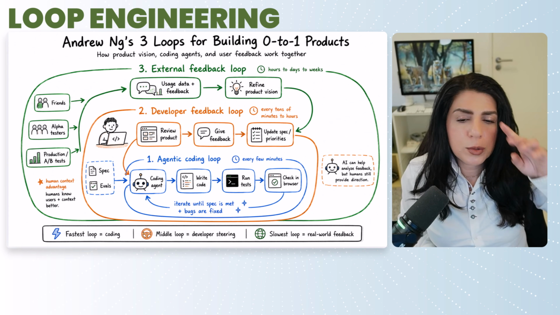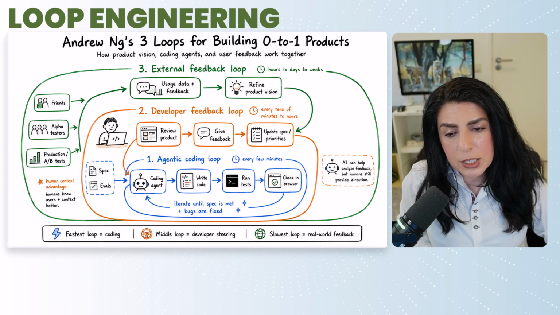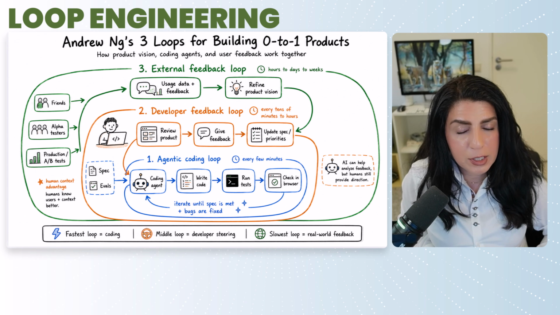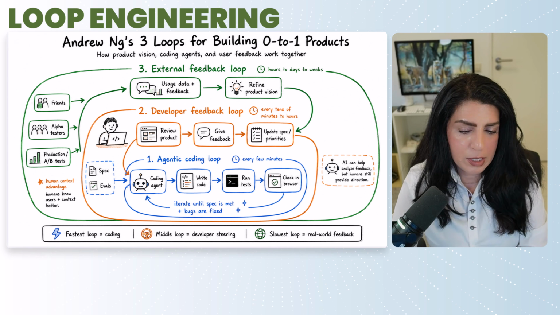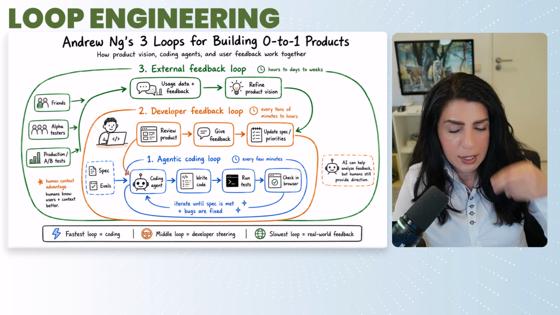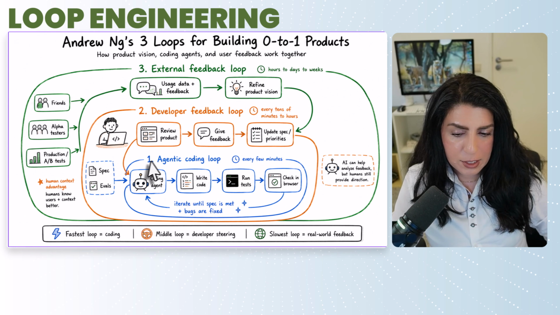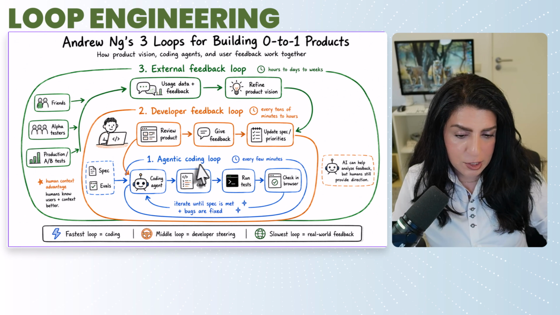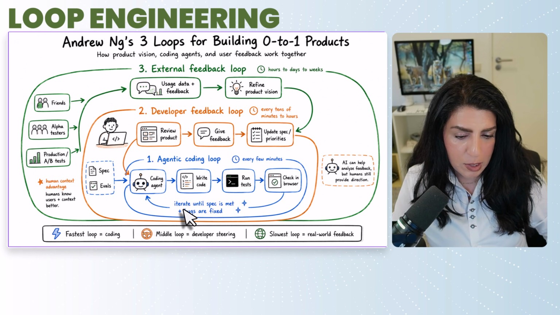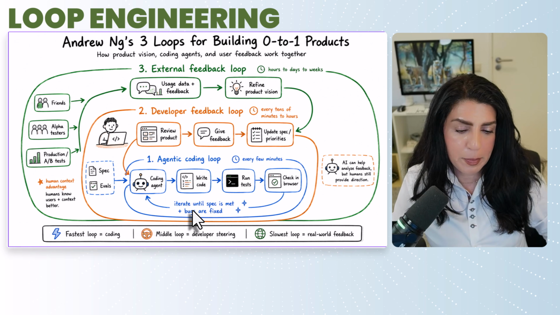Another thing that I want to show you about loop engineering is from Andrew Ng, a very prominent figure in AI, which is about using loops for building 0 to 1 products. Andrew has always been about building products, like a very small prototype, and then making it bigger and bigger. And this is also a loop. So you start with the agentic coding loop. You spend a few minutes writing the code, run and test it, check it in the browser, and iterate until the spec is met.